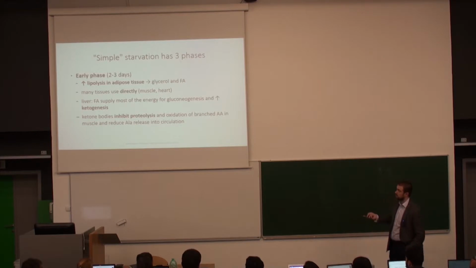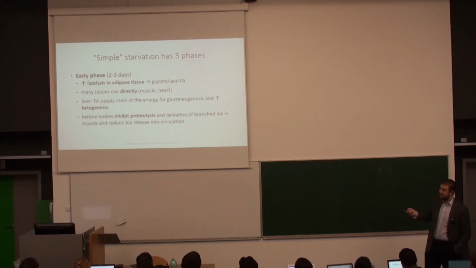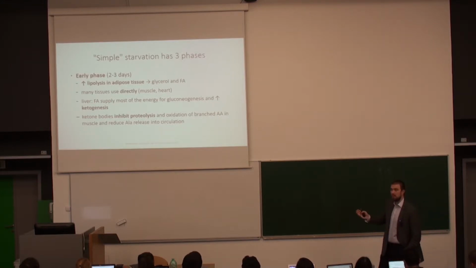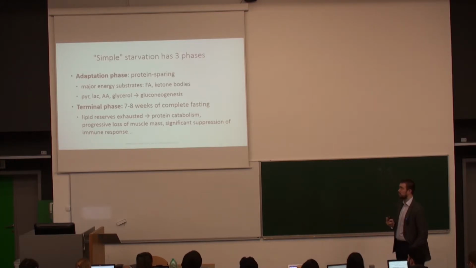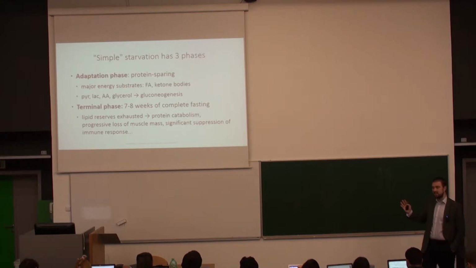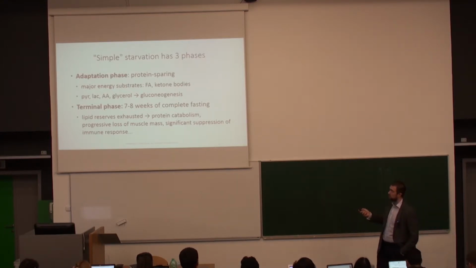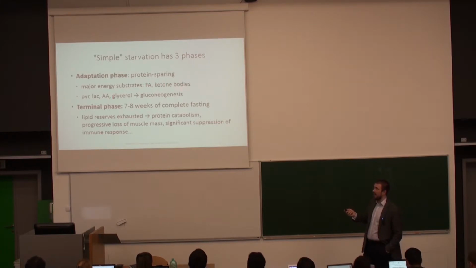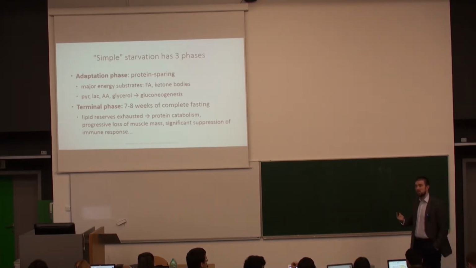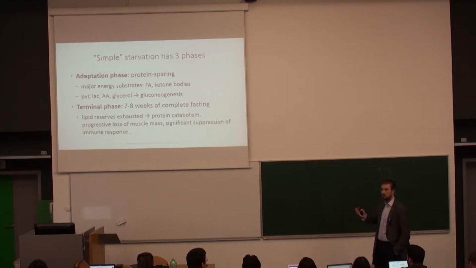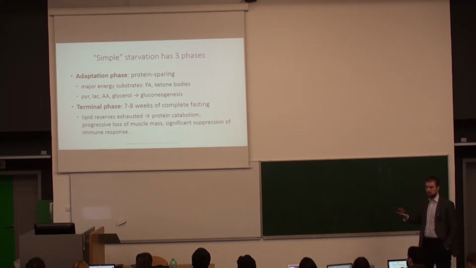In this state, in those 2-3 days, we switched our metabolism to the state that we call the adaptation phase. We call this phase the protein sparing phase. That means the main source of energy is fatty acids and ketone bodies, and what can be converted to glucose is converted to glucose, but only to the extent that can be utilized by your body. That means that your body tries to save the proteins for a very long time, and therefore only a minimal quantity of proteins is transformed in gluconeogenesis.